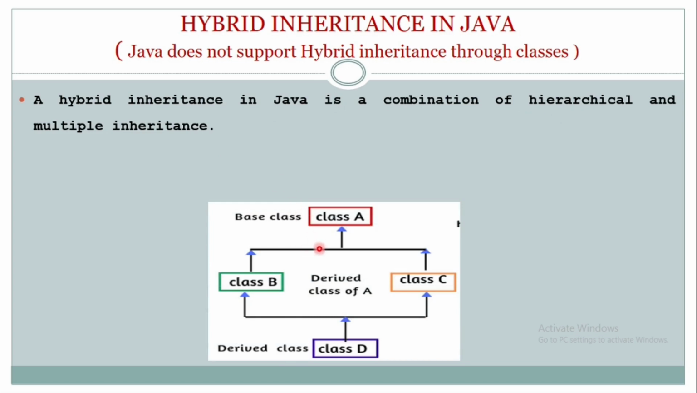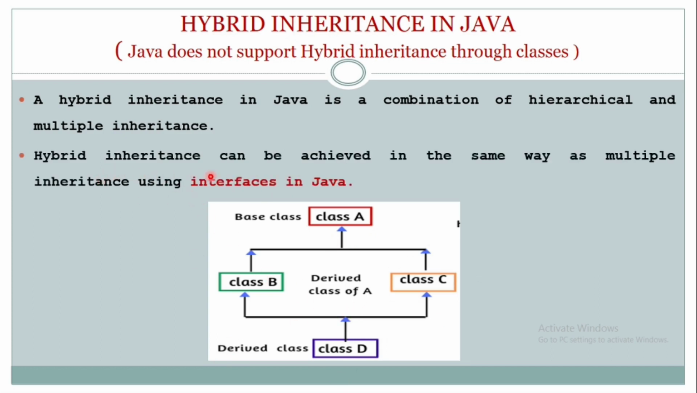As you can see here, class A derives class B and class C. So this is nothing but a hierarchical inheritance. Now class D inherits the features of class B and class C. So this is an example of multiple inheritance. Thus the combination of hierarchical and multiple inheritance here is called a hybrid inheritance. So this is an example of a hybrid inheritance.